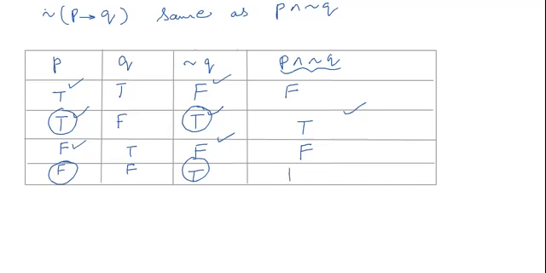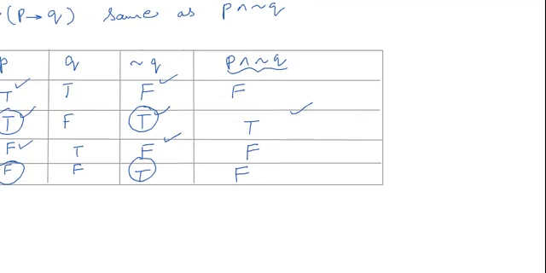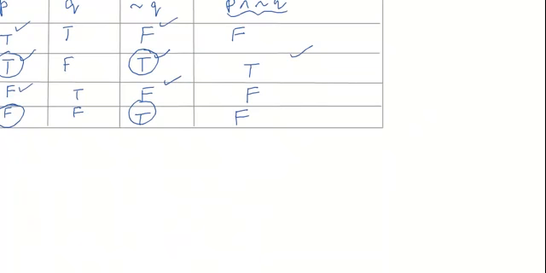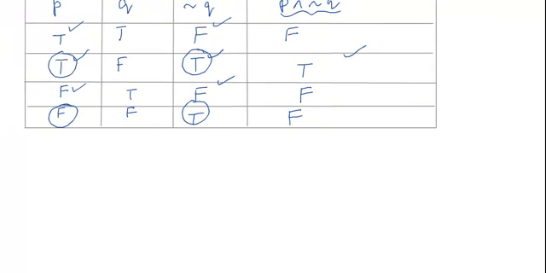Now if we check, we can see yes, they are the same. False, true, false, false. So both are equivalent. Therefore in a statement also we need to write P conjunction negation Q.